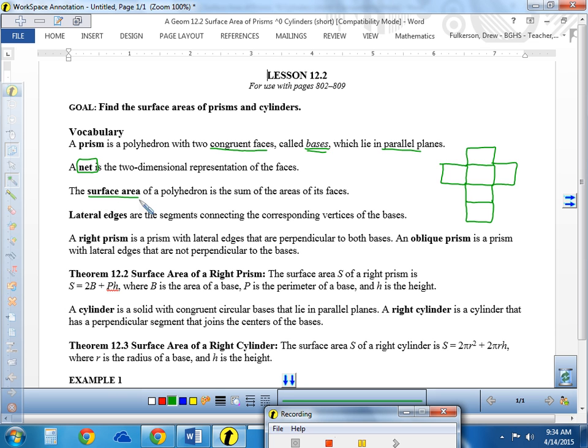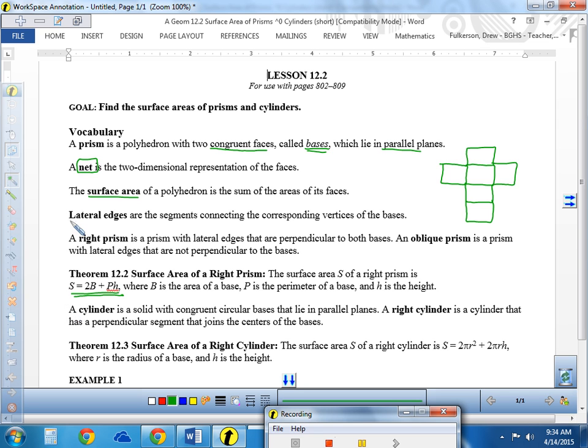Basically, we could come through on this picture and find the area of each of these shapes, add them all up, and that's surface area. But what we're going to learn today is we have some shortcuts. We have some ways that will help us go a little bit faster, and that really is down here. There's a nice little formula that we'll be talking about.